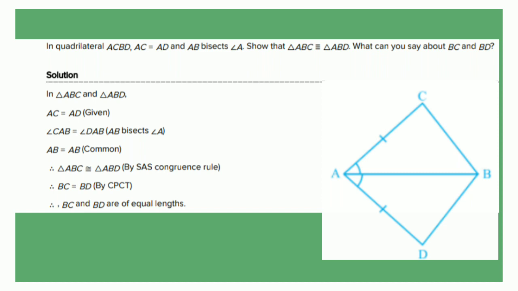Why? See the figure. Angle CAB and angle BAD are equal. Opposite to these two angles, what are the sides? BC and BD. So they are equal in congruent triangles by CPCT. Okay. So BC and BD are both equal lengths.